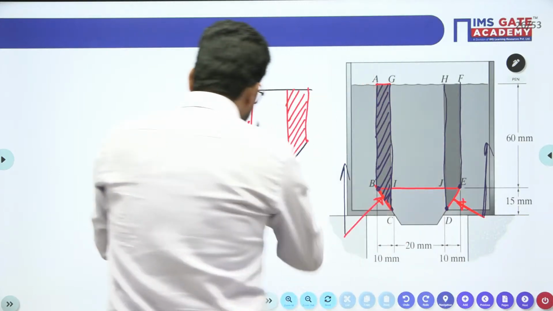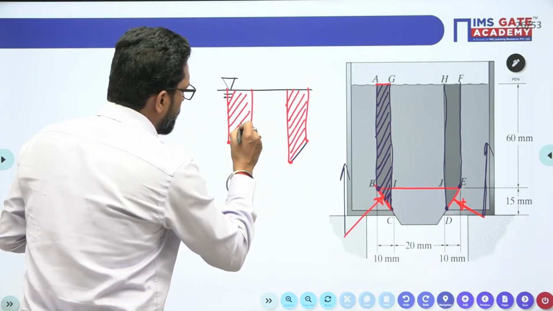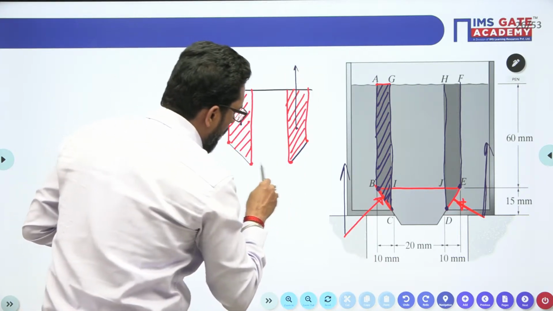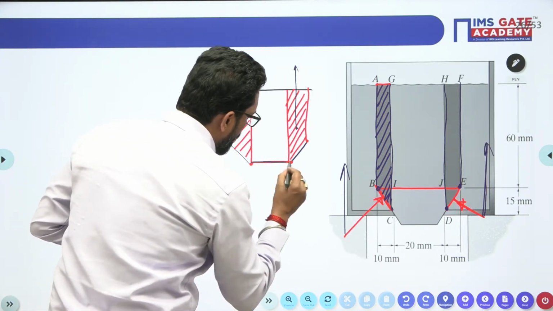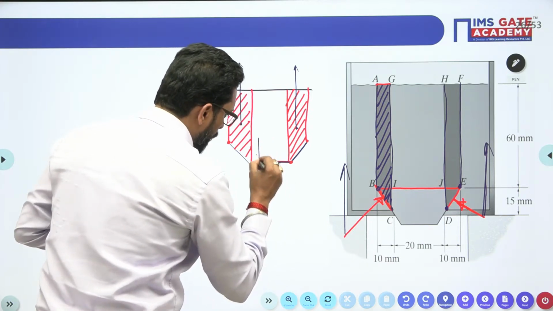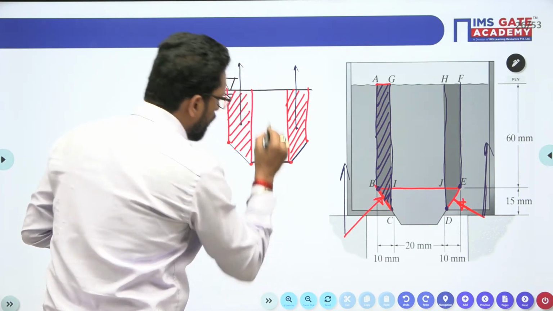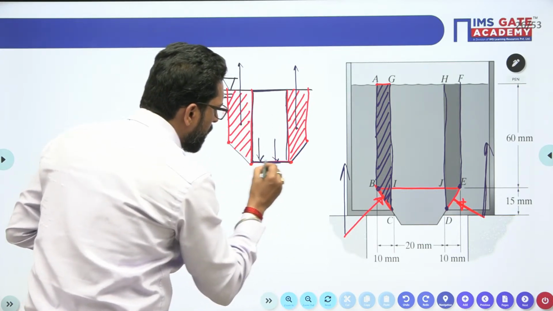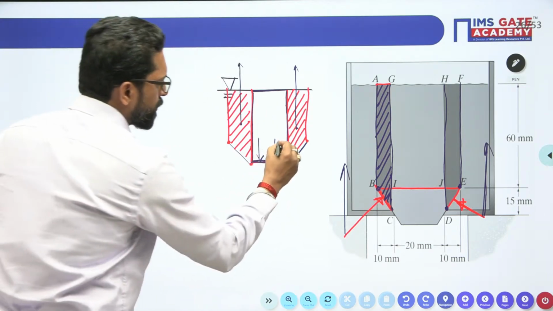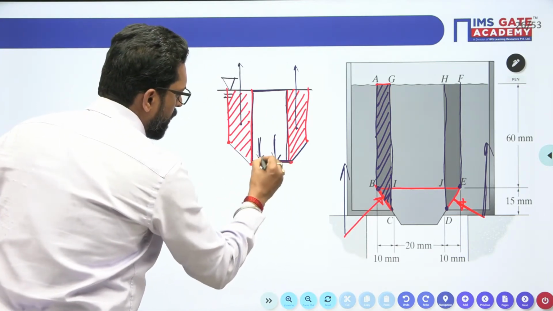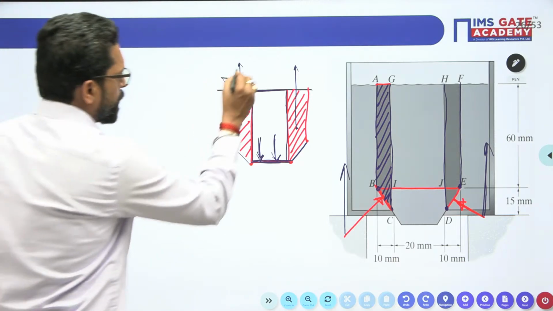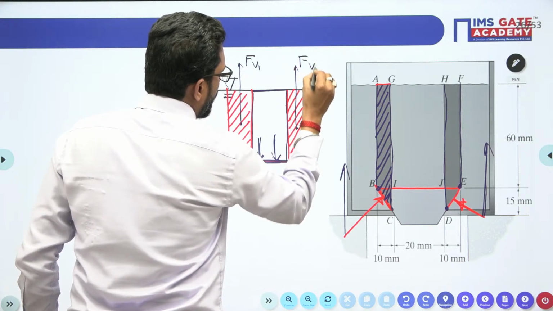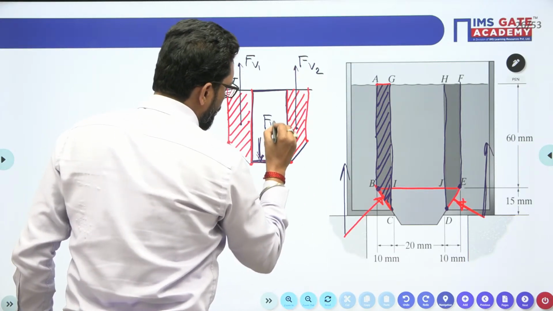So in this there is a vertical force, in this there is a vertical force, and there is also a horizontal force on this one. In this one, there is this fluid content only, yes or not? So what is the net force? This is your FV1, this is your FV2, this is your FV3.